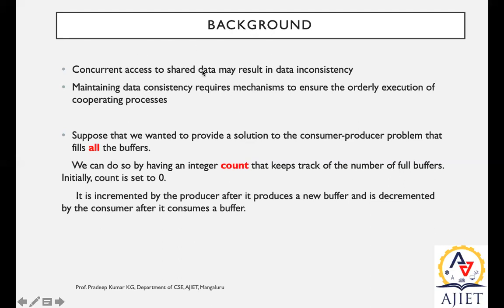Concurrent access to the shared data may result in data inconsistency. At the same time, two or more processes may try to access this shared data. Then it will result in data inconsistency, because two or more processes may access and modify the data, and again store the data in the shared memory location. Maintaining data consistency requires a dedicated mechanism to ensure the orderly execution of cooperating processes.